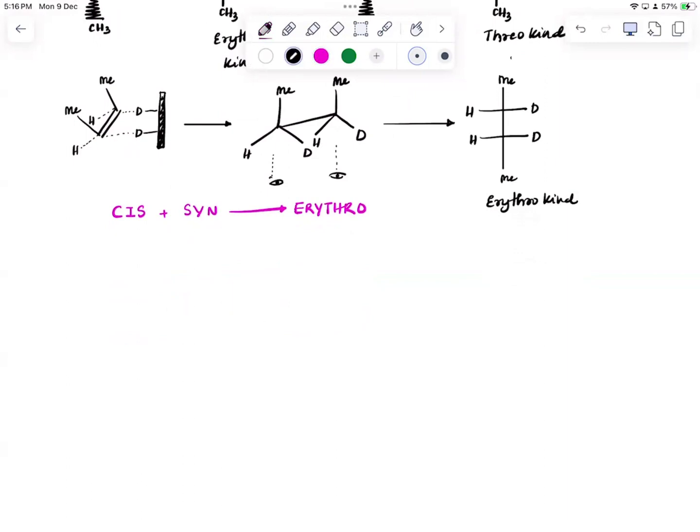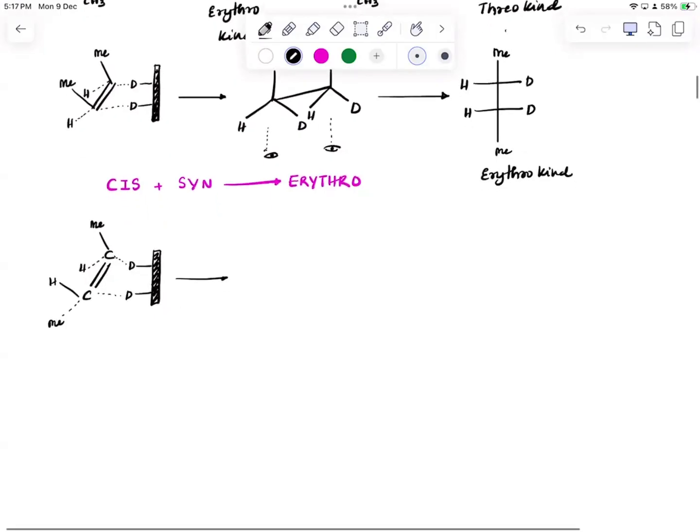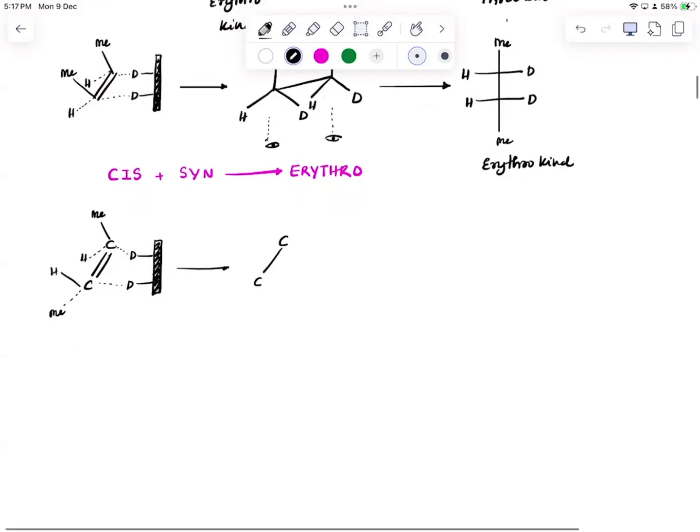Now, suppose it is a trans molecule. So imagine this way. Again, I have carbon, double bond C here, and then I have methyl and H here, and methyl and H here. Then there is a metal surface here on which I have a deuterium and deuterium, which is getting added onto this one. As you see, the addition which will happen here, correct? After addition, we'll have a carbon-carbon bond.